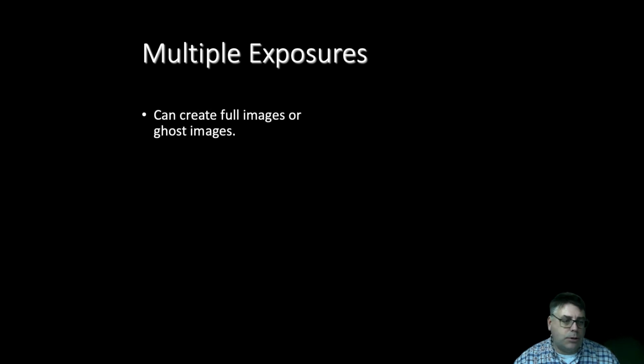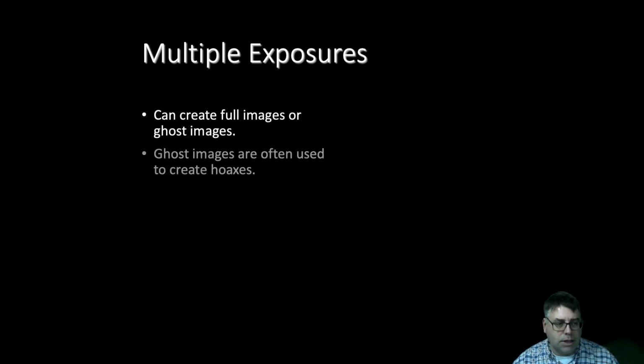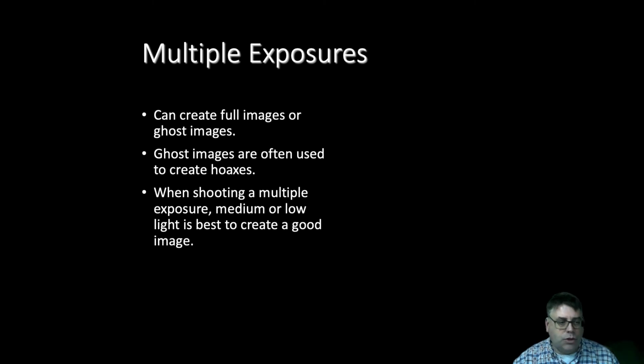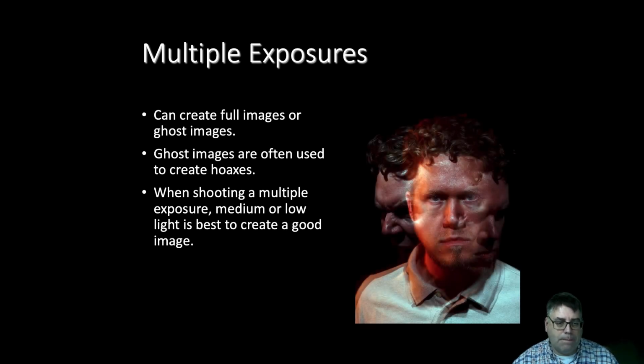So with other multiple exposures, you can create full images or ghost images. And ghost images are often used to create hoaxes. And you can see that people saying, oh, here is a ghost in my house, and here it's a wisp of smoke that the flash just happened to catch. When shooting multiple exposures, low or medium light is best to create a good image. And here's an example of a 3-part image. And you can also see that his shoulder actually moved and it became a little bit of a shadow.